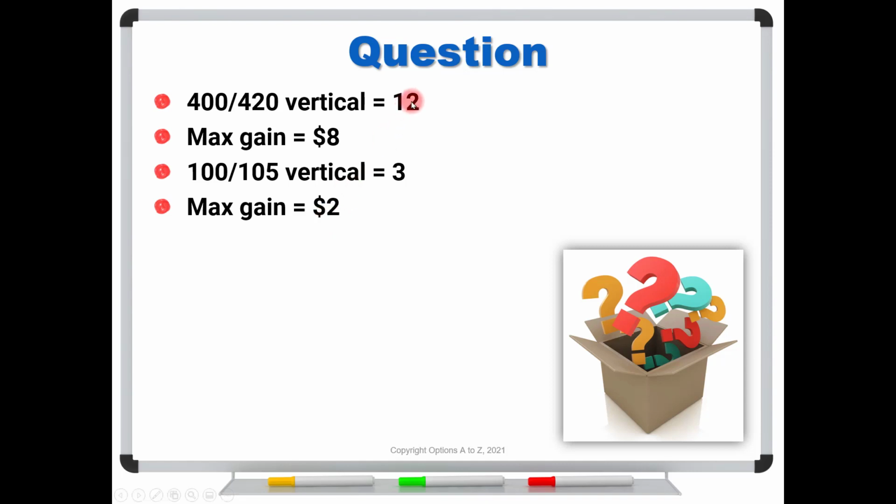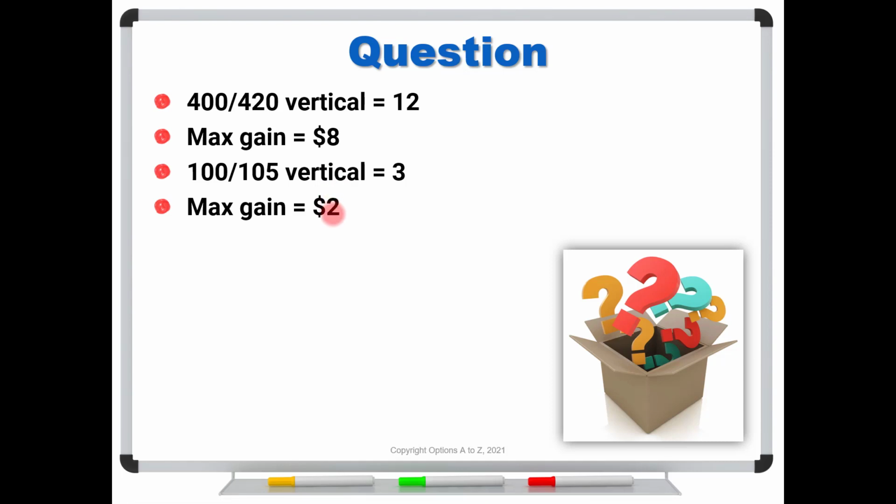The first spread is worth 12. But the second spread is worth 3, 1/4 the cost. And that's because I knocked the stock price from 400 to 100, 1/4 of the price. And look what it did for the maximum gain. Took it from 8 down to 2. Again, 1/4 of the maximum gain.